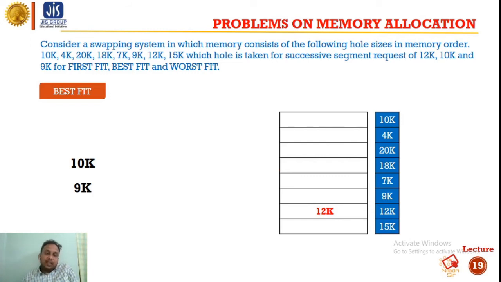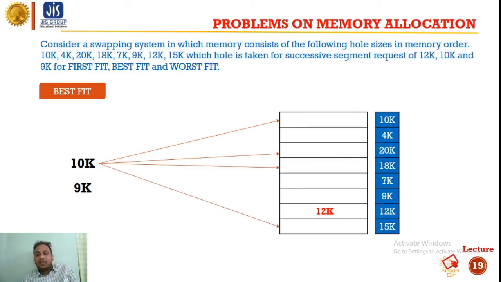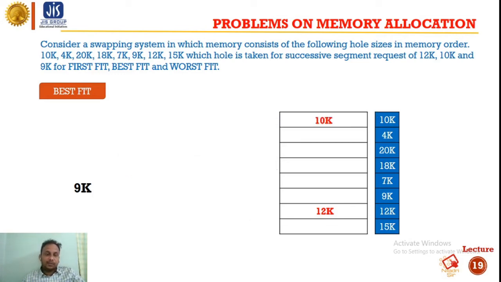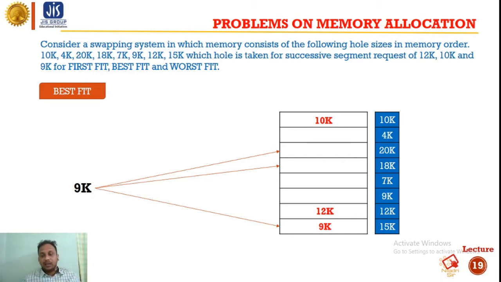Next, 10K. 10K can be inserted at 10K, 20K, 18K and 15K, and the smallest among these is this 10K, so it will be inserted at the 10K. The next one is 9K. It will check 20K, 18K, 15K. So it will be inserted at 15K.